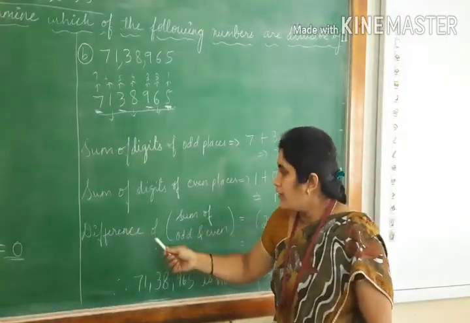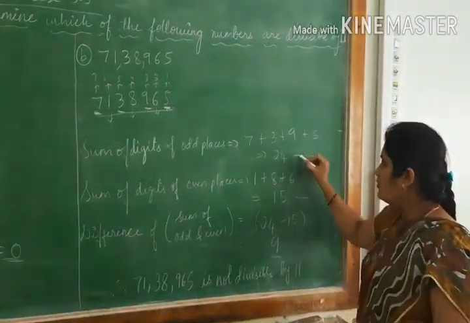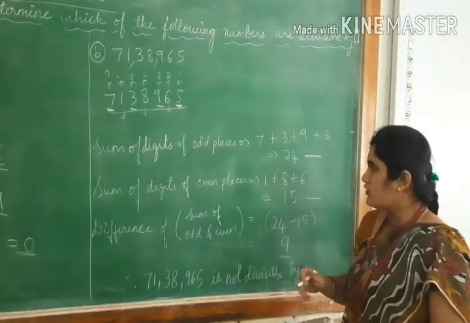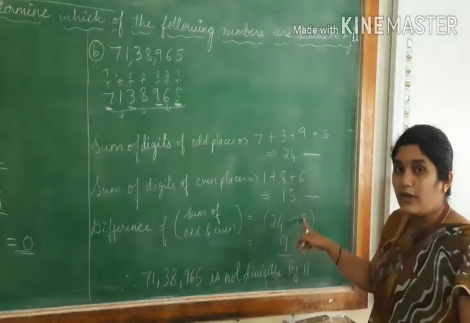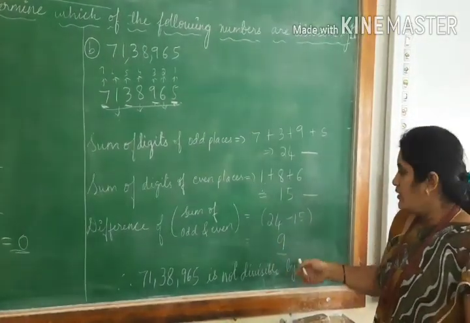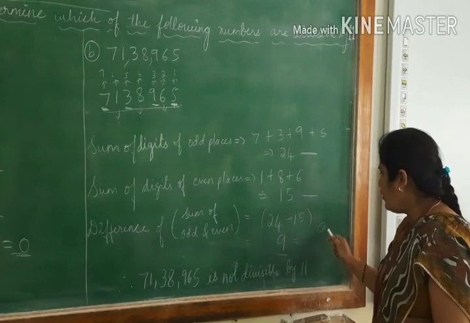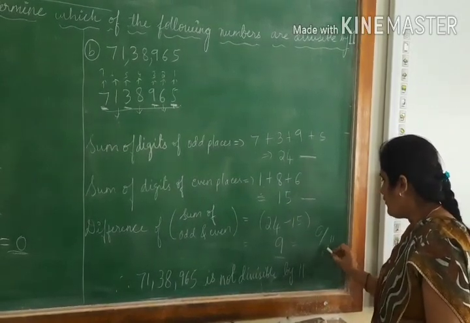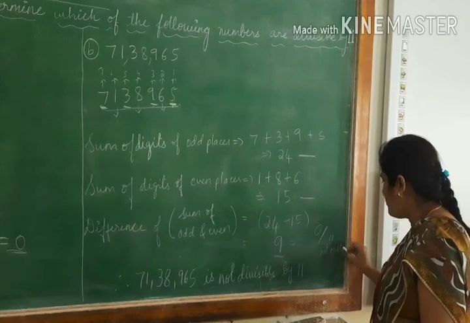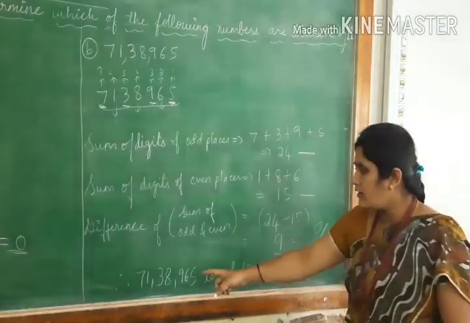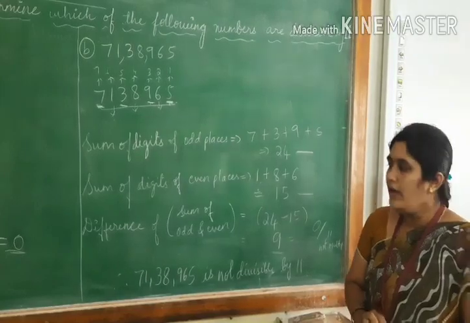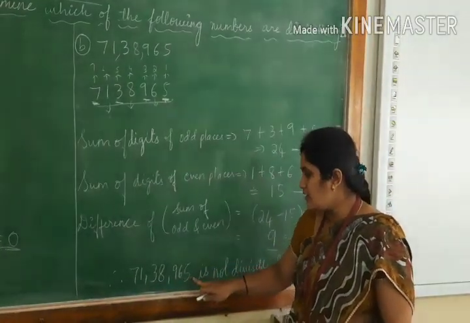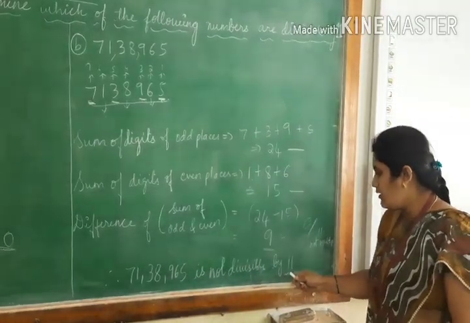Now the difference of the sum of odd and even places, that means we take the difference of the two sums we have already found, that is subtraction. 24 minus 15, when you subtract, you get 9. This 9 is not equal to 0 and not a multiple of 11. That means the given number is not divisible by 11. Therefore, we can say that 71 lakh 38,965 is not divisible by 11.